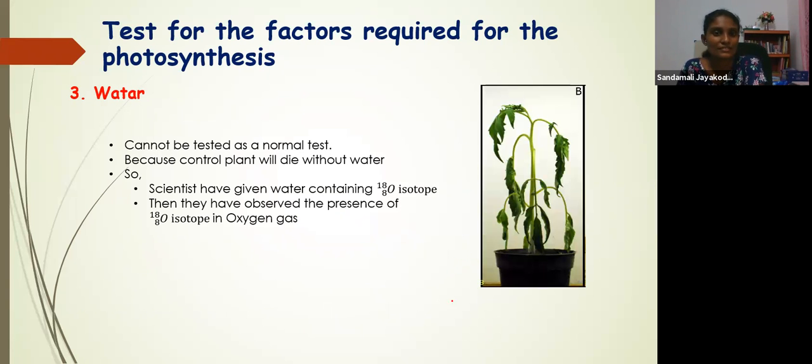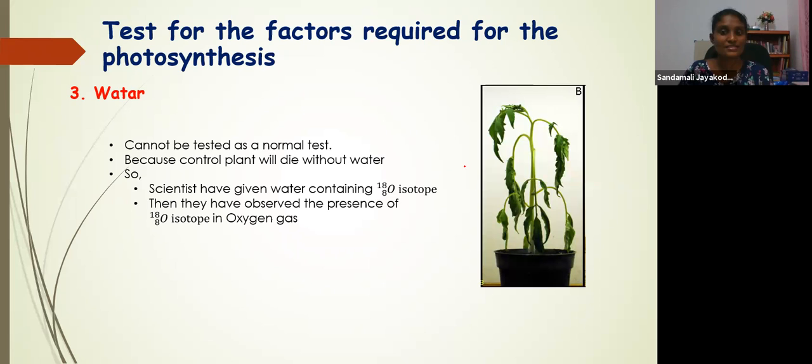And then our fourth factor is water. Normally, this is not tested in normal laboratory conditions like a school laboratory, because we would have to keep one plant as a test without giving water to it, and give water to another plant, the control. The control is going to grow and stay alive due to the presence of water, but our test is going to wilt and die due to the absence of water.